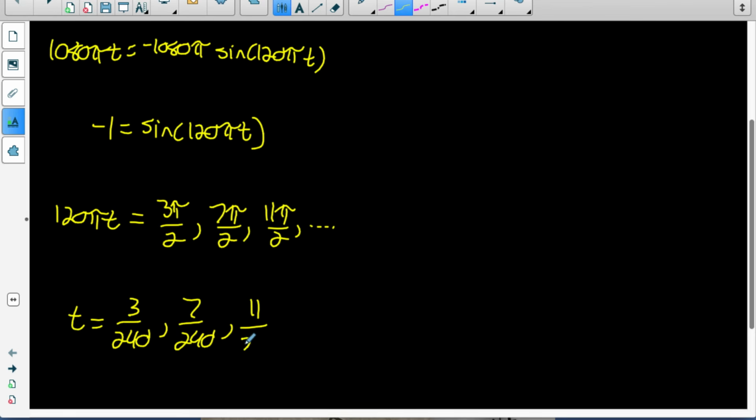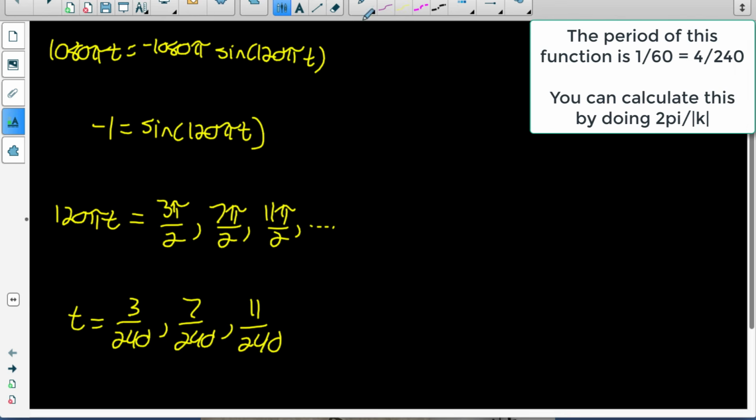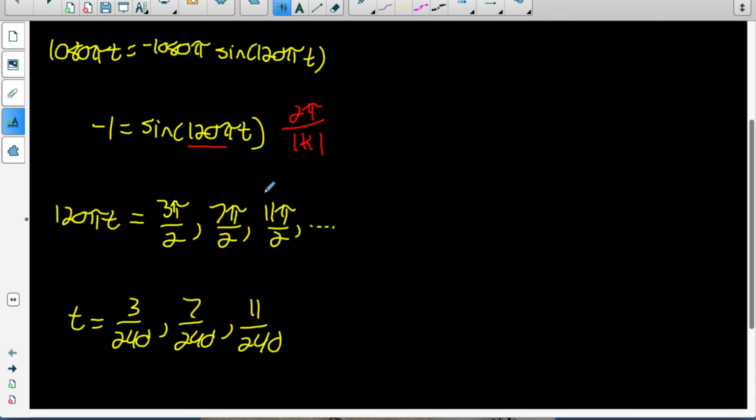And notice the relationship between each of these answers. They're not 2 pi apart, right? Because the period of this function isn't 2 pi. The period of this function, you do 2 pi divided by the absolute value of k, and this is the k value right here. So the period of this function is actually 1 over 60, which we see represented here by the difference between these values, which is 4 over 240, which is equivalent to 1 over 60. So these are all 4 over 240 apart.